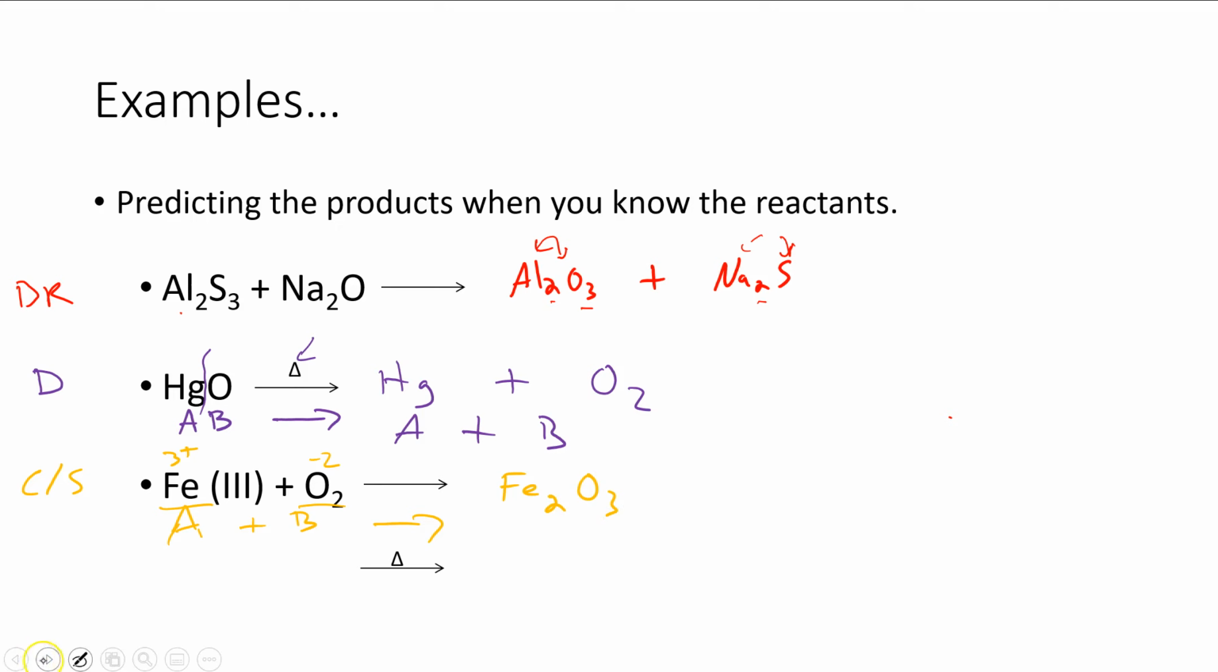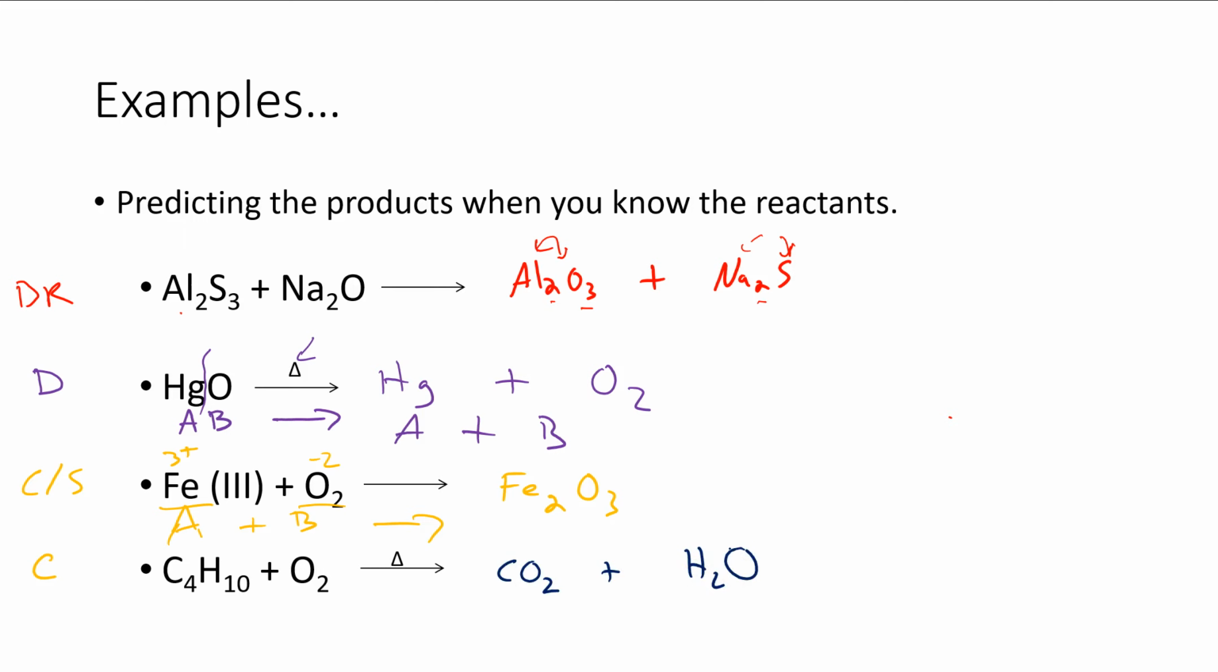Okay? And last one, right? This looks like a hydrocarbon with oxygen, which we all know is going to be our favorite type of reaction, which is a combustion reaction. So I taught you guys this pattern. We've got the hydrocarbon plus oxygen is always going to produce carbon dioxide and water.